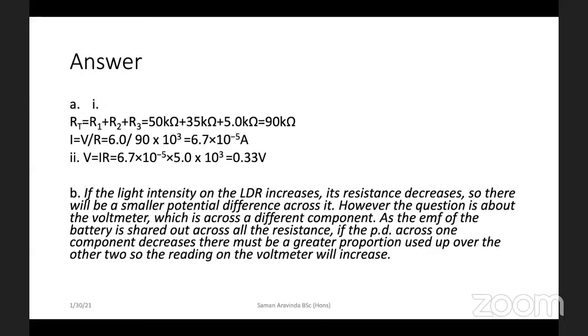if the potential difference across one component decreases, there must be a greater proportion used up over the other two. So the reading on the voltmeter will increase. Right, okay, done. Now what about the next one?